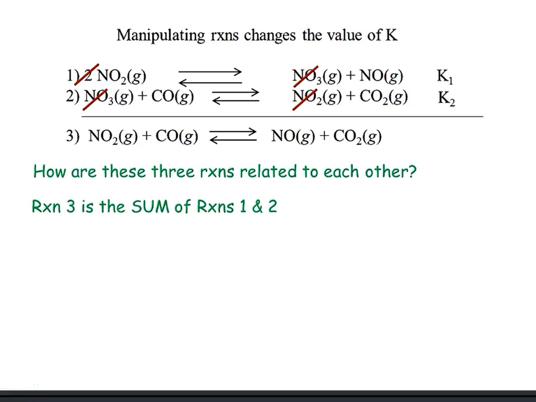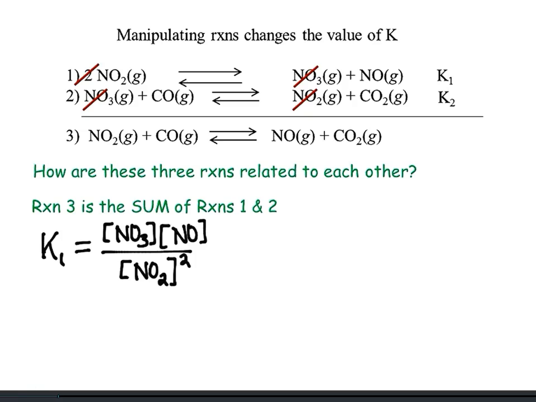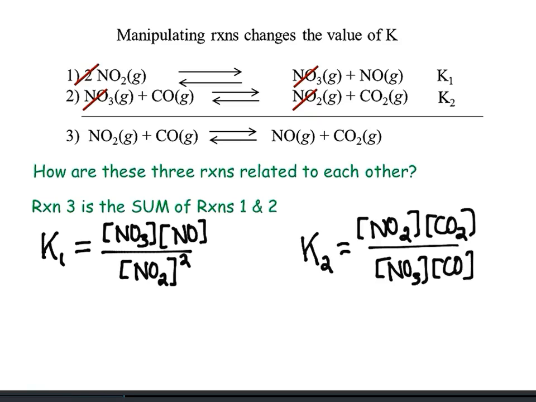Okay, so here we have our reactions. We know that reaction 3 is the sum of reactions 1 and 2. And if we write the equilibrium expressions for reaction 1 and reaction 2 and reaction 3 and compare them to each other, then first we'll write the K1 expression. And so that's going to be NO3 times NO divided by NO2 squared. K2 expression will be NO2 times CO2 divided by NO3 and CO.